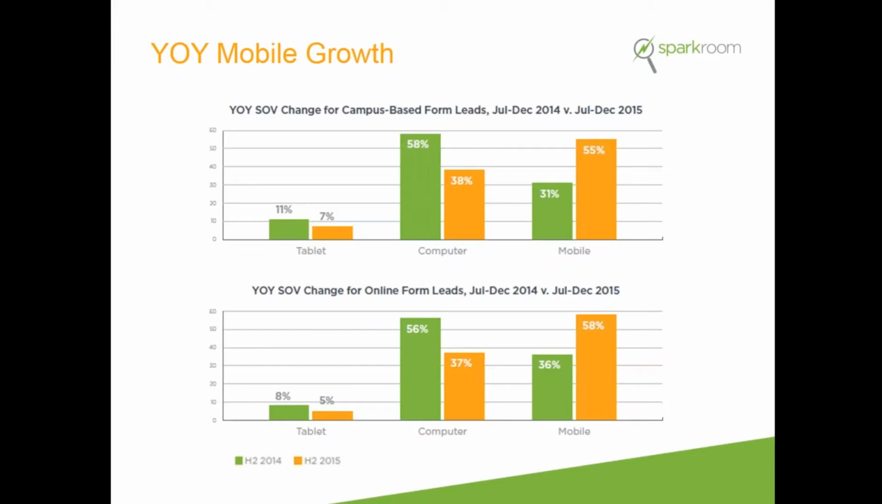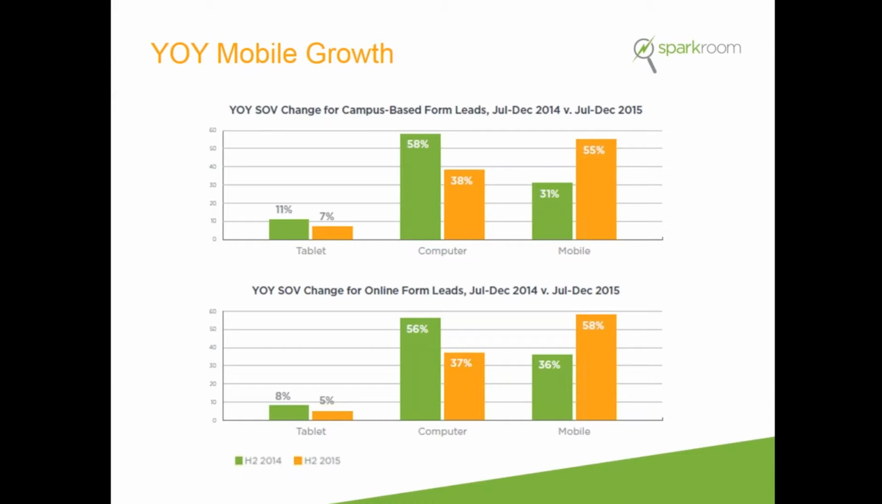So these next two charts outline the significant mobile growth that we saw from the second half of 2014 to the second half of 2015. And on these charts, green is representing the second half of 2014 and orange is representing second half of 2015. So here on the top, we have the share of volume for campus-based form leads, and below we have the share of volume for online-based form leads.